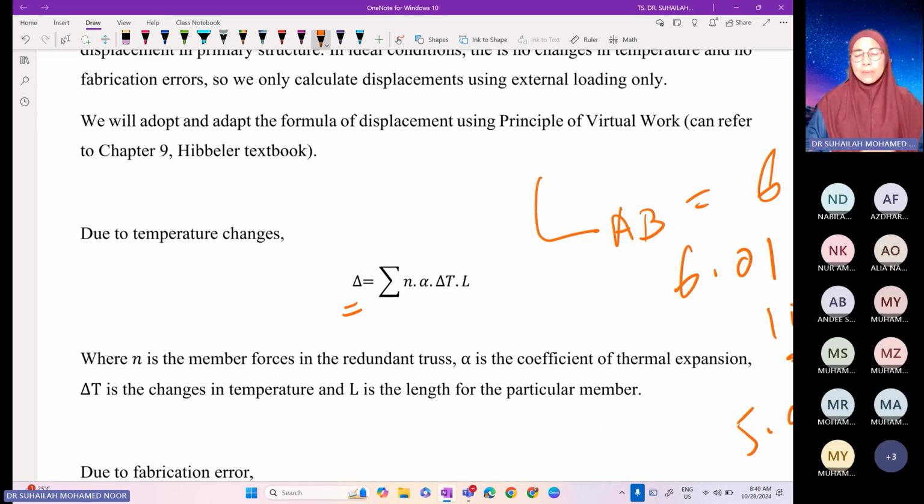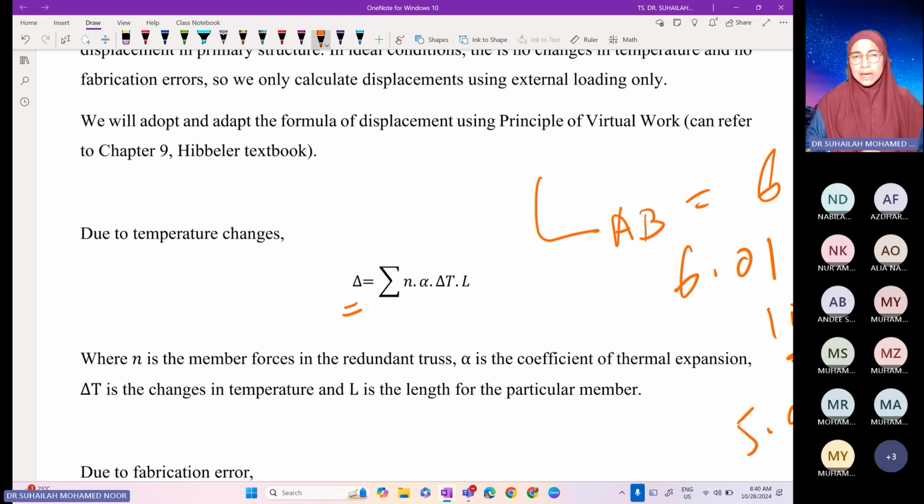And actually you dah pernah belajar tak dulu? Benda ni actually ada dalam topik deflection under CS 424. Deflection in structure, selain daripada dia deflect due to loading, sometimes kalau ada changes in temperature and also this fabrication error, also dia akan contribute kepada displacement.